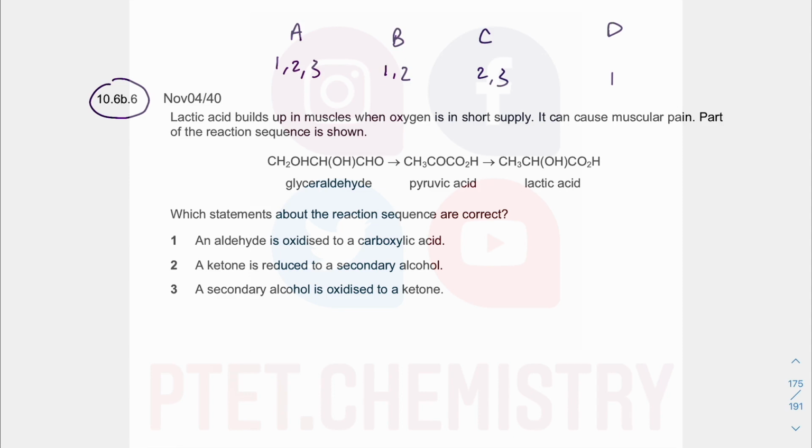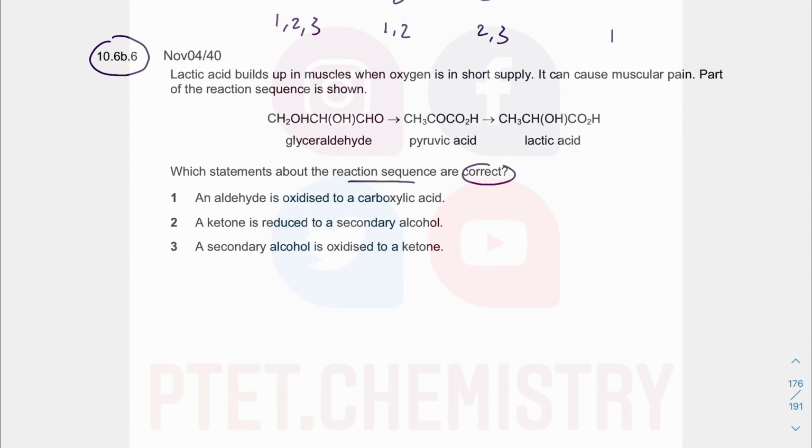Straight into this question. So which statements about the reaction sequence are correct? Sometimes it can be quite hard looking at a structural formula to imagine what happened. The best way of thinking about it is to draw it out and see it for yourself. There's nothing better than drawing it out and seeing it for yourself.